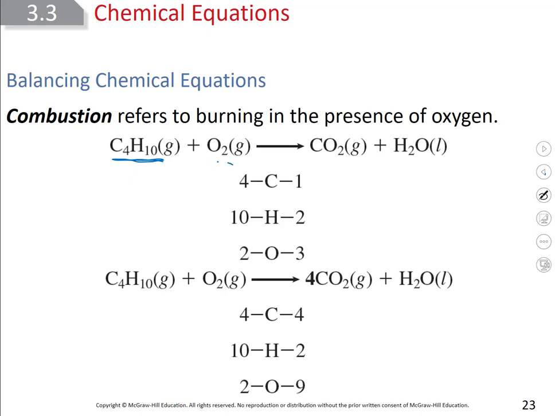So it reacts with oxygen. Fire needs oxygen to burn. The products are going to be carbon dioxide and water. So this is a combustion reaction. Rather than use what they've got there, I'm going to rewrite this equation on another slide where I have lots of space. Now it's right here.